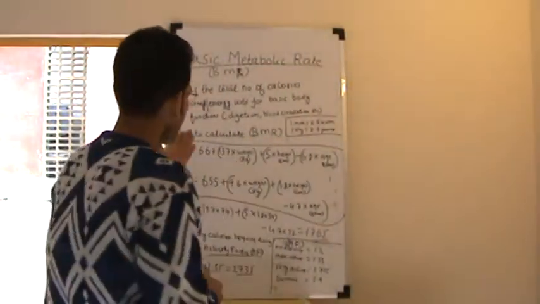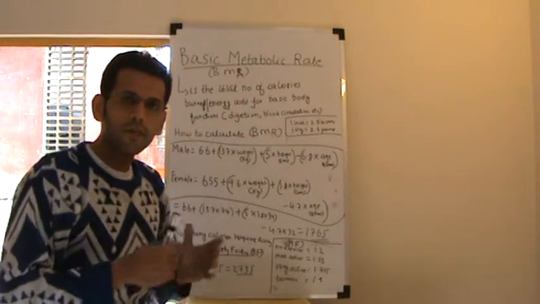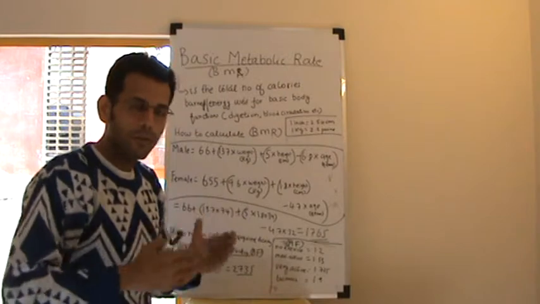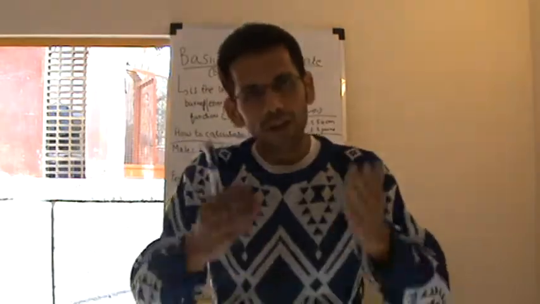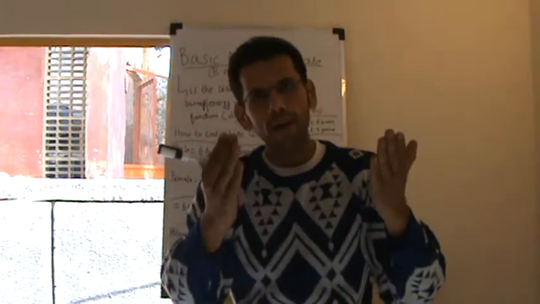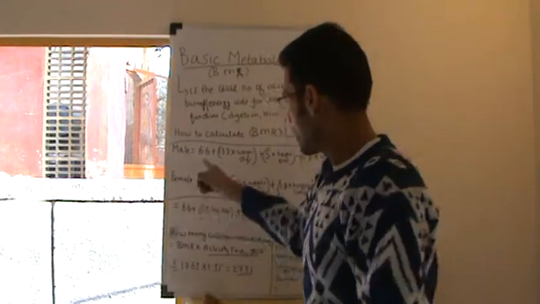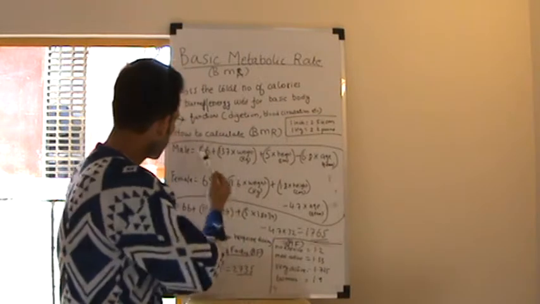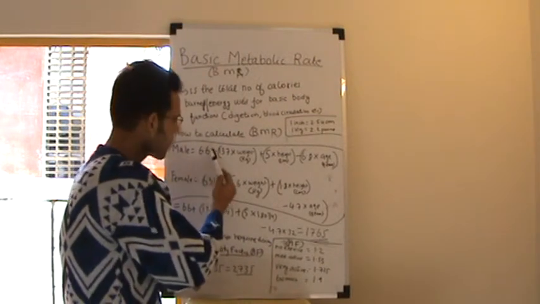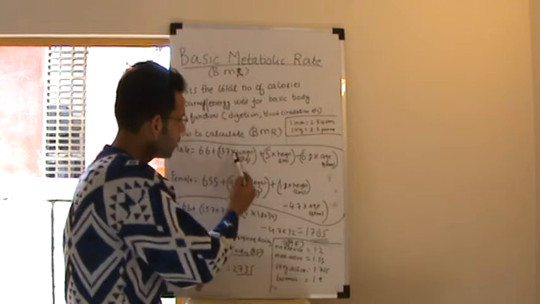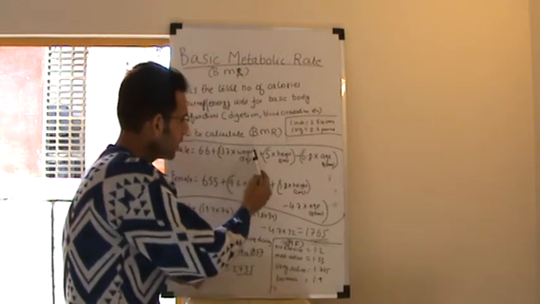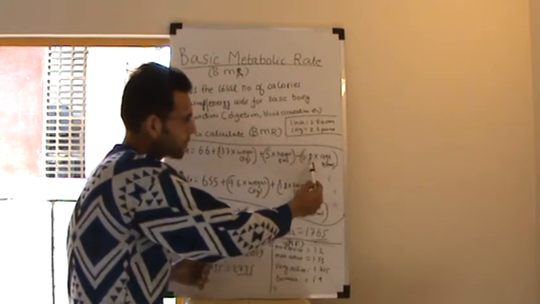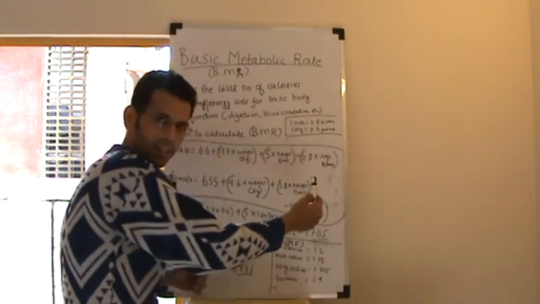So how do you calculate basic metabolic rate for males and for females? Please pay attention. You can calculate your BMR sitting in your house by just using the formula which I am going to tell you. So basic metabolic rate for male is 66 plus 13.7 into weight in kilograms plus 5 into height in centimeters minus 6.8 into age in years.